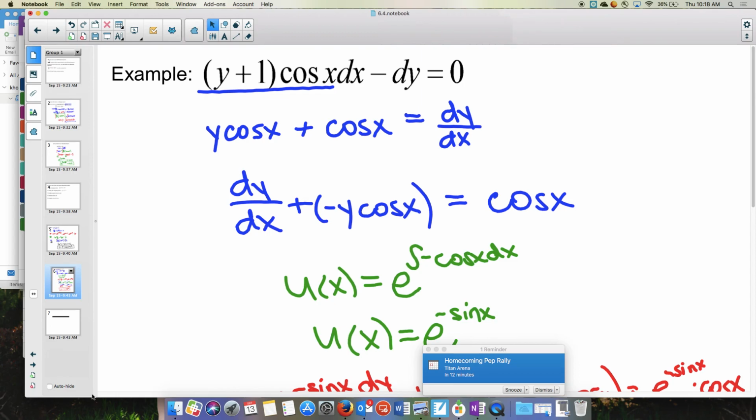Number 5 is dy dx plus 1 over x times y equals 6x plus 2.